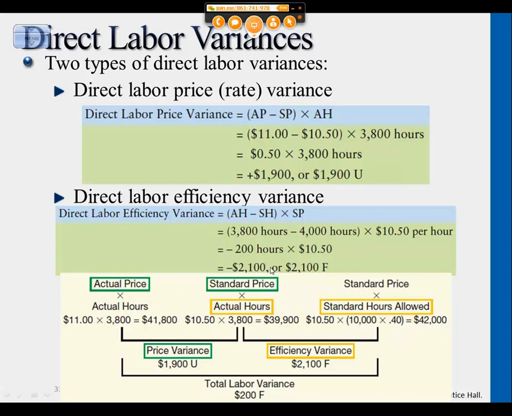Now, at the very bottom, the total labor variance is calculated just like the total materials variance. Although the words are different, it's really the same calculation behind it. Once you understand how it's calculated, it should be very easy. We multiply actual price by actual hours, subtract standard price times actual hours, and we get the price variance. Standard price times actual hours minus standard price times standard hours gives you the efficiency variance. Total labor variance is the difference of the two.